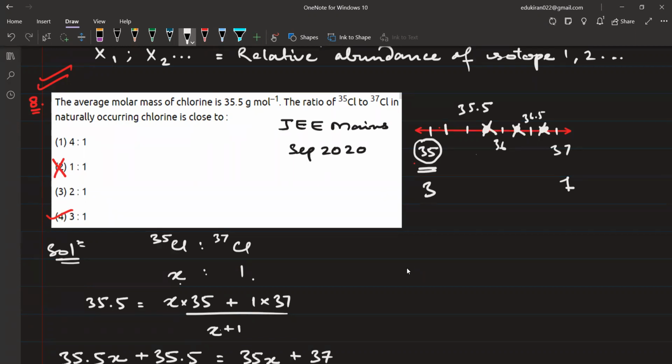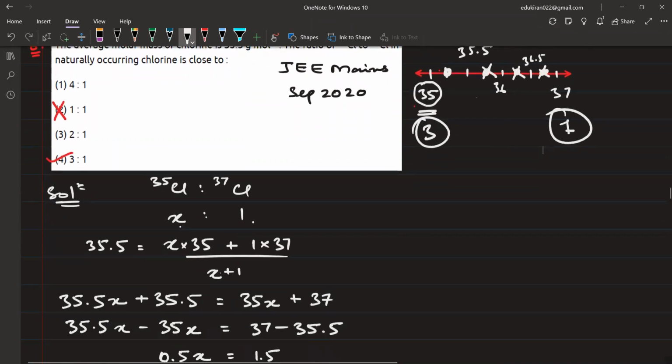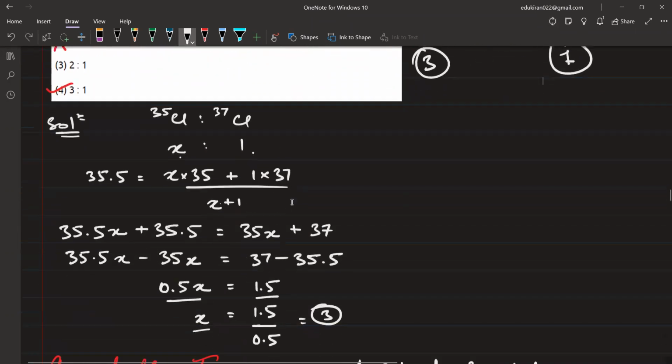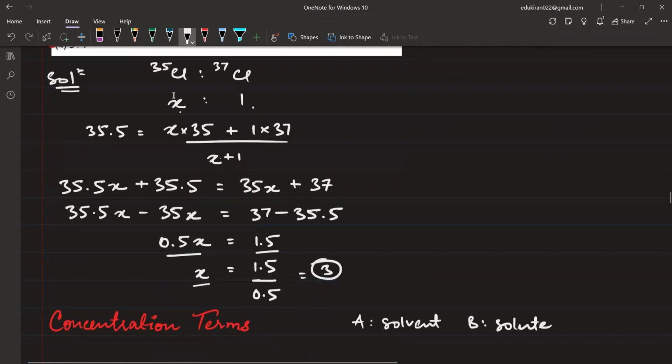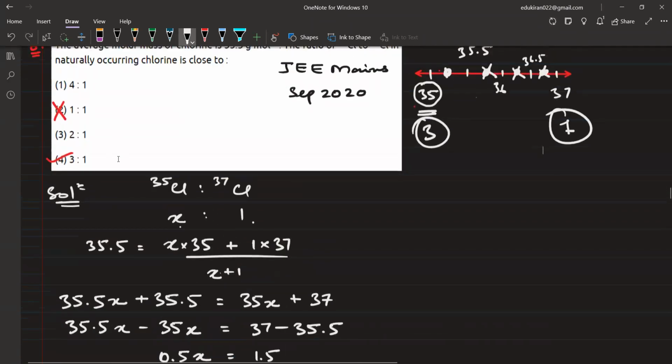And let us suppose this is for 37. We give it a dot. So this signifies 37, and these crosses signify that because it has traveled nearer to 35, it has traveled 3 distances. This is 3 and this is 1, 3:1, if it makes sense to you. Otherwise, you can use the simple formula, x is to 1, get the value of x, and then you get the relative abundance.